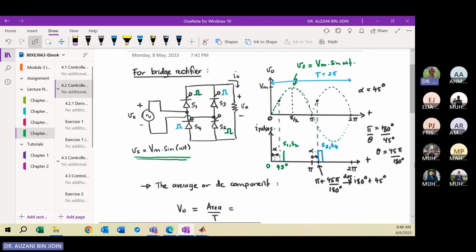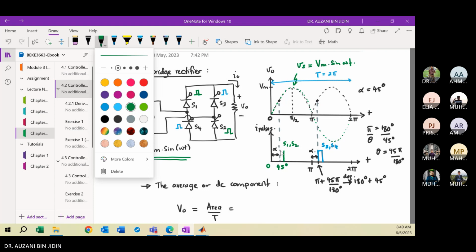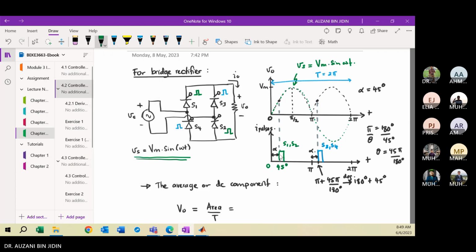Okay, so we design the current pulse first before we sketch the output voltage. So here, green color. Once the current pulse is applied to the gate terminal for S1 and S2, the SCRs will be turned on. So these two SCRs are in forward bias, and these two SCRs will conduct.